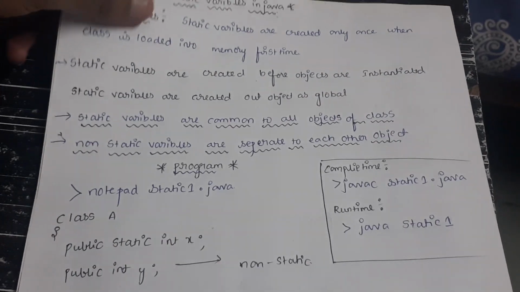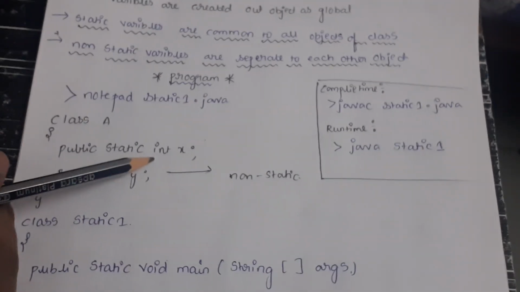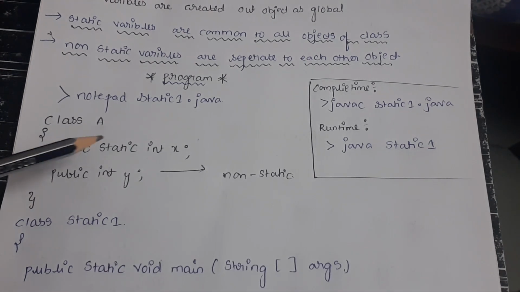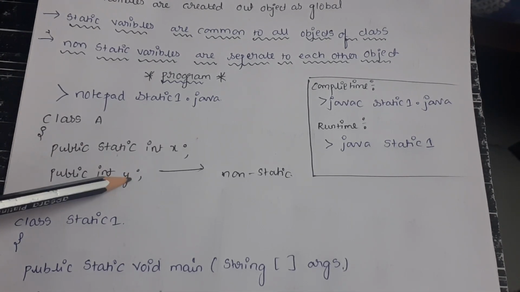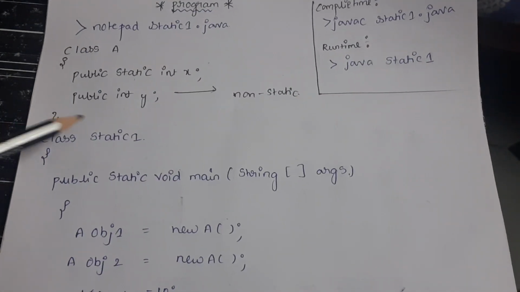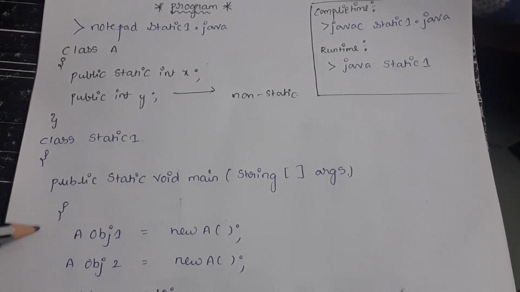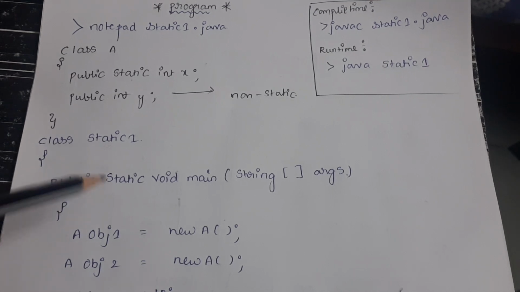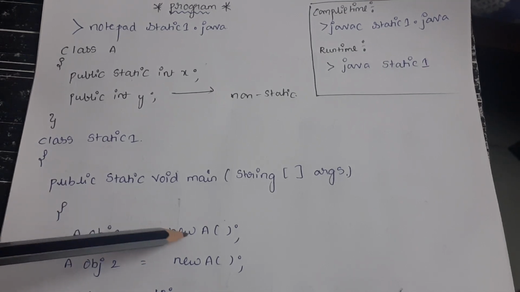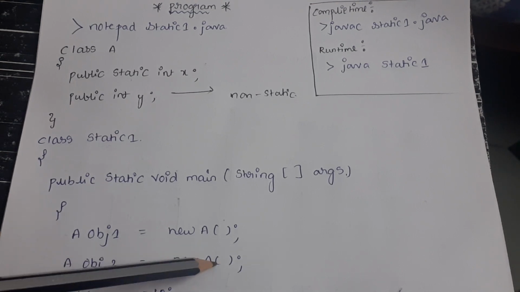This is a program. Class A, public static int x. This is a static variable. Then public int y. This is a non-static variable. Next, class Static. This is the main class. Public static void main. We are creating objects of the class. A object1 is equal to new A. A object2 is equal to new A.